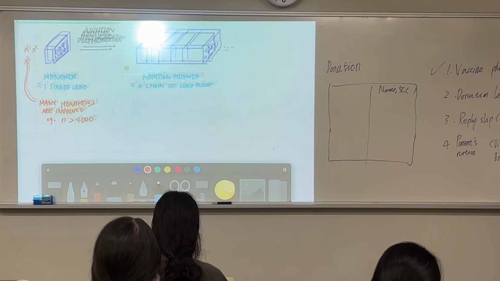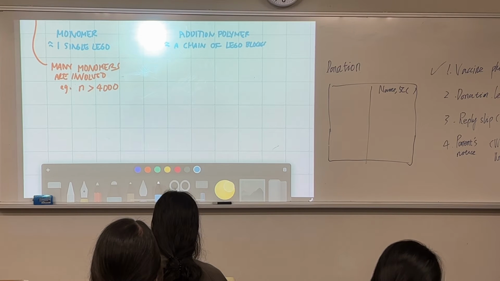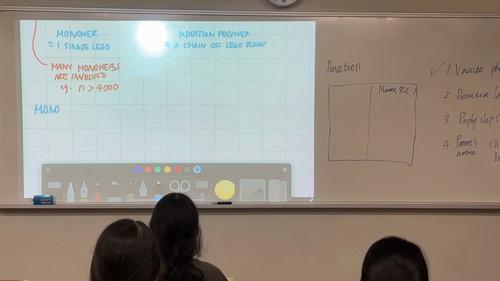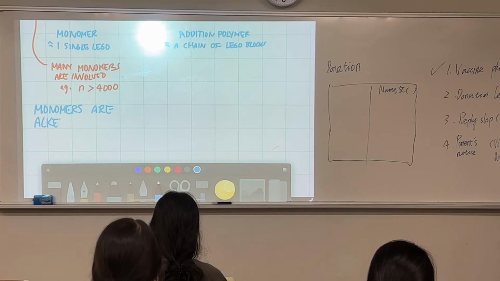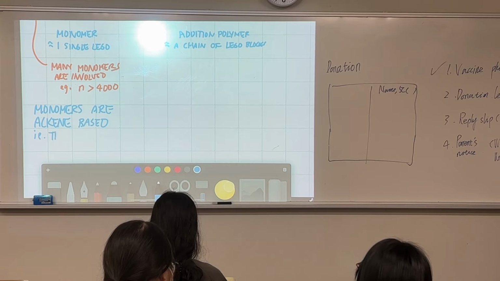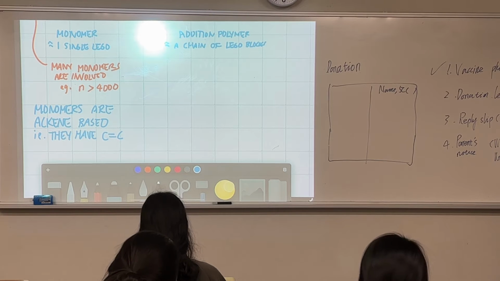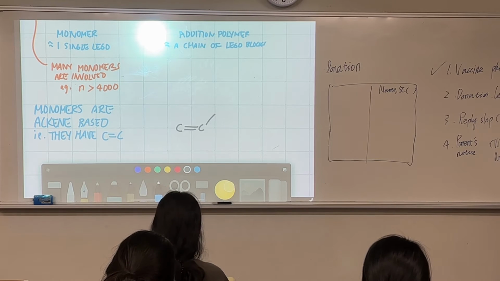So let's see how alkenes can combine. In the addition polymer chapter, monomers are things with a C=C double bond. The monomers are alkene based, meaning they have a C=C double bond. For example, these are some monomers.